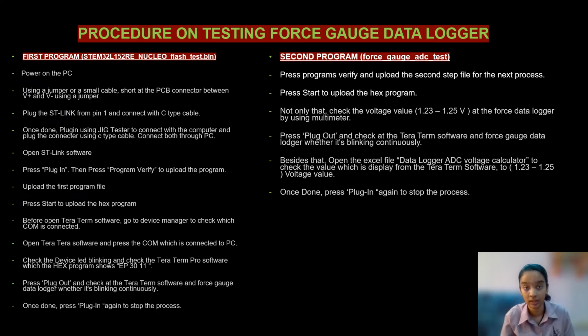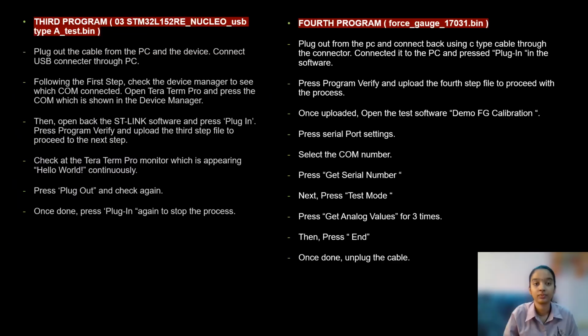There are two types of it. First is testing using a PC with software called ST-Link, connecting with the ST-Link, and another one, TeraTerm Pro. There are four programs. This is the first program to test the device, which checks whether it's blinking continuously for 3 seconds, and the second program checks whether the voltage of the device is between 1.23 and 1.24 volts.